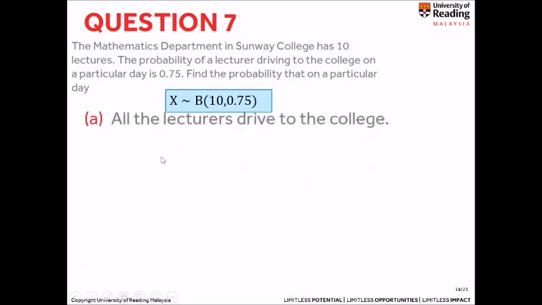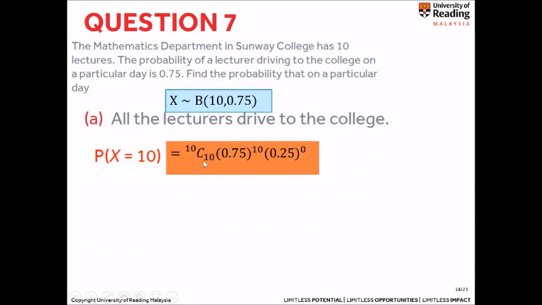So for part A, all the lecturers drive to the college, meaning R is 10. So put inside the formula, you have 10C10 multiply with 0.75 to the power 10. Your Q is 1 minus 0.75, you get 0.25. 10 minus 10, the power is 0. So use your calculator, work out this answer. It should give you 0.05631.